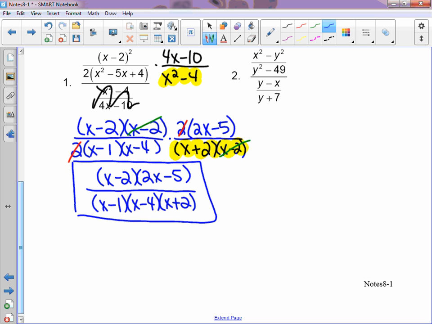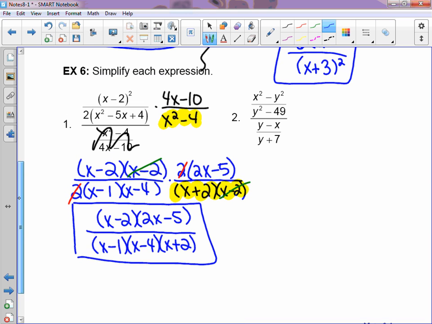Again, you can't say, oh look, there's x's. Those cancel. No, they're not factors. No, they don't. Any questions? Okay, I think some of you already started on the next one. So go ahead and rewrite it.